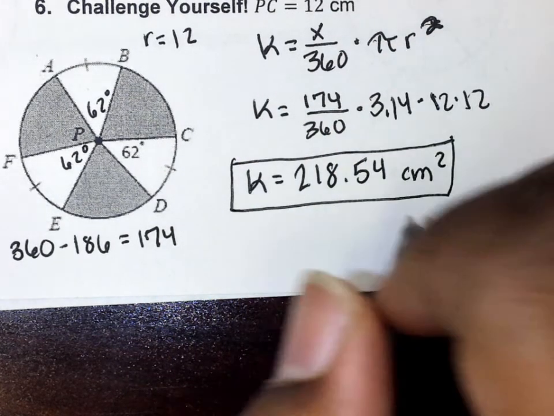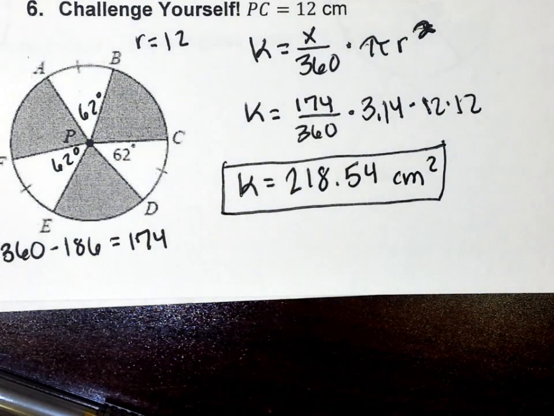Alright, so that is area of a circle and area of a sector. I want to just focus in on that with y'all for today. Tomorrow we'll do part 2, which is going to be circumference and arc length.